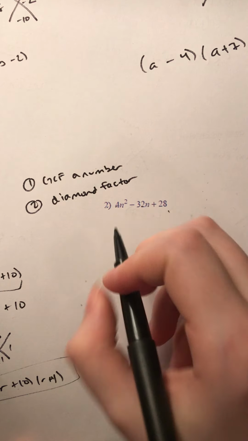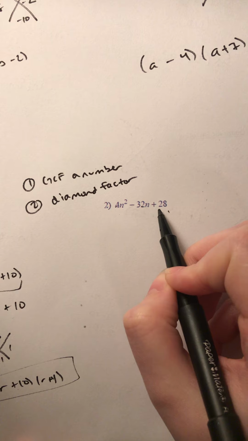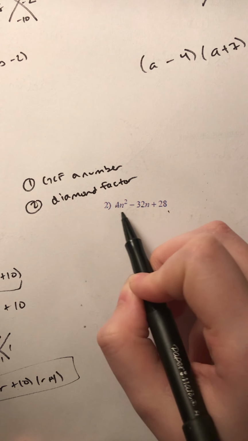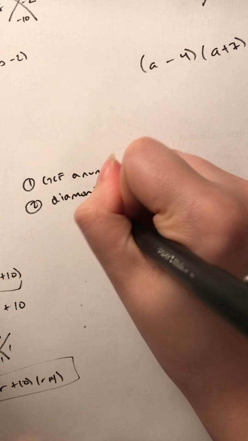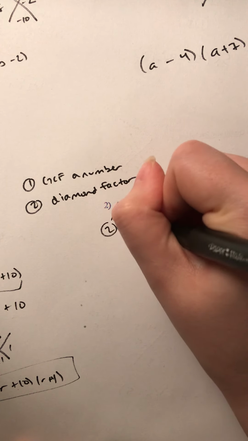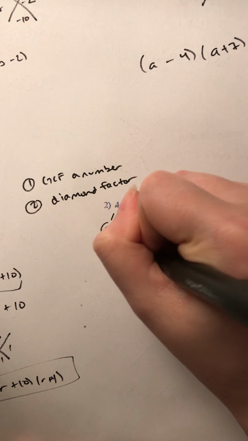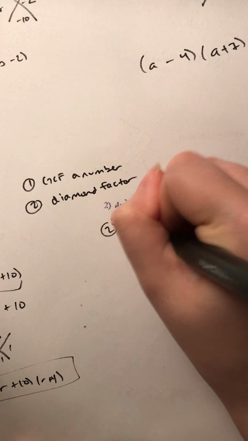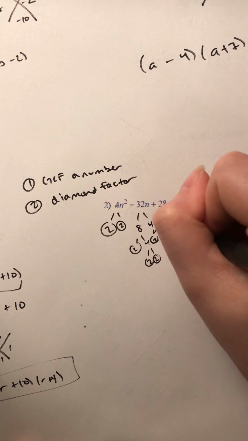All right, so step 1, GCF. Well, we've got a 4, a negative 32, and a 28. So hopefully we can see that all 3 pieces are divisible by 4. But again, if we can't, 32, I'm going to go 8 and 4, 2 and 4, 2, 2, 2. And then 28, I'm going to go 4 and 7. 7's prime, 4 is 2 and 2.